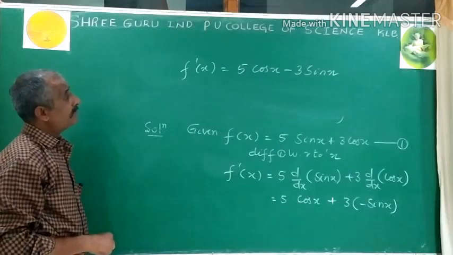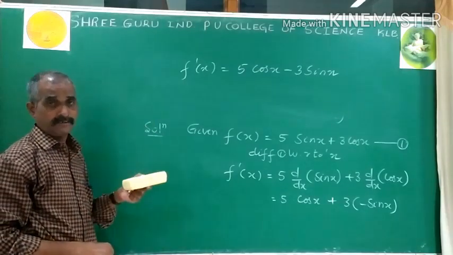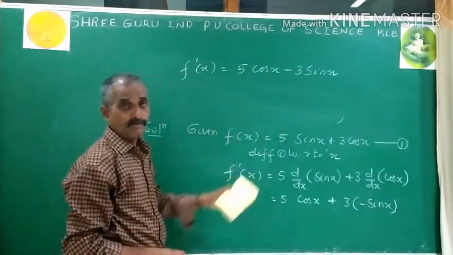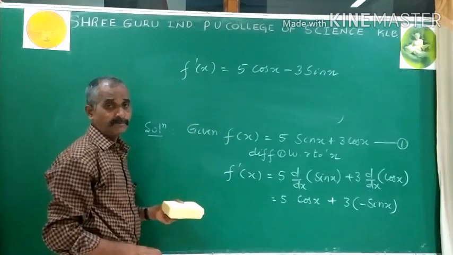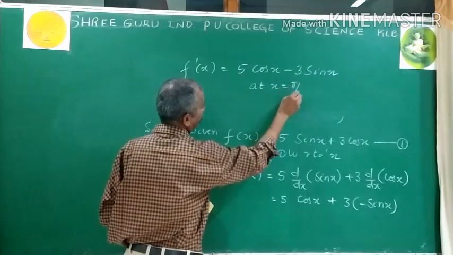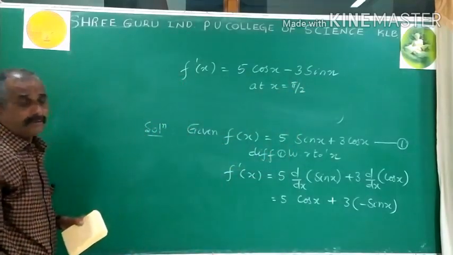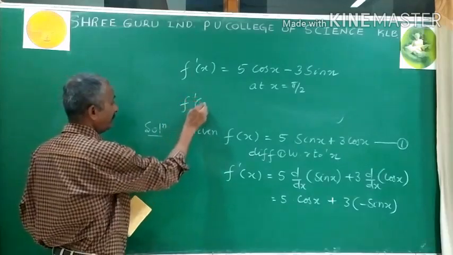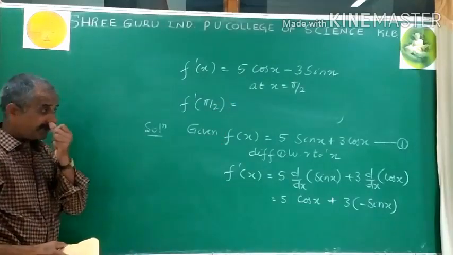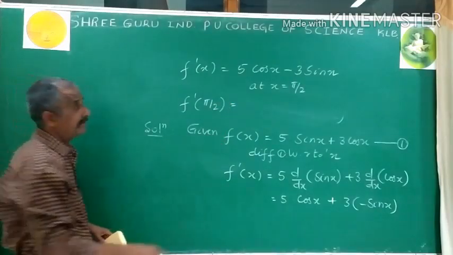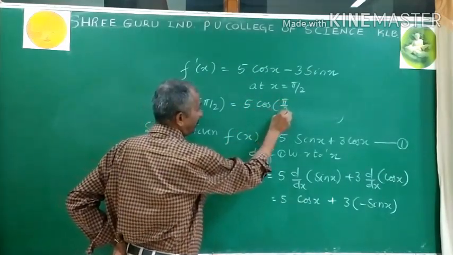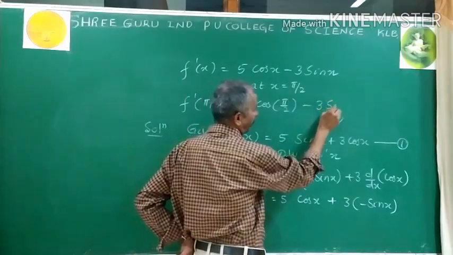This is the value of f dash of x for any value of x, but we want it in particular at x equal to pi by 2. Let's put x equal to pi by 2 wherever it has to be substituted. Now at x equal to pi by 2, the left hand side will become f dash of pi by 2. On the right hand side, wherever x appears, replace it by pi by 2. That means 5 into cos of pi by 2 minus 3 into sin of pi by 2.